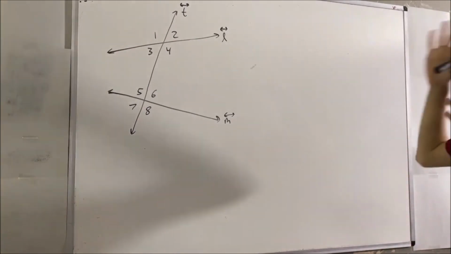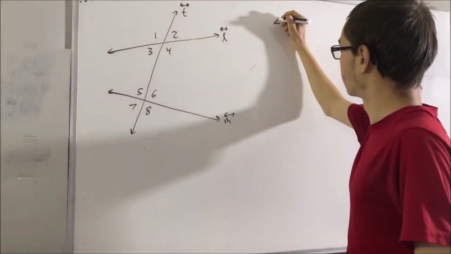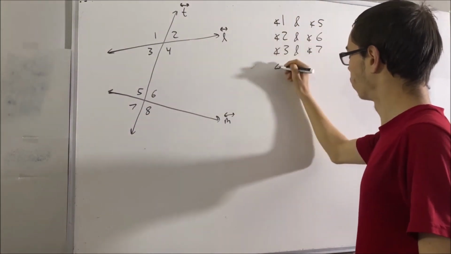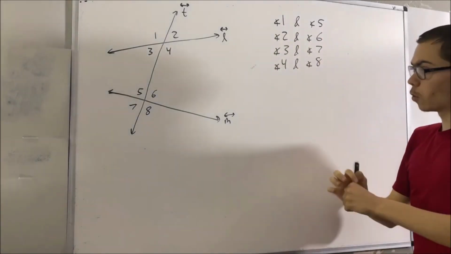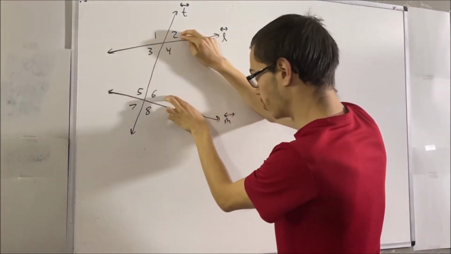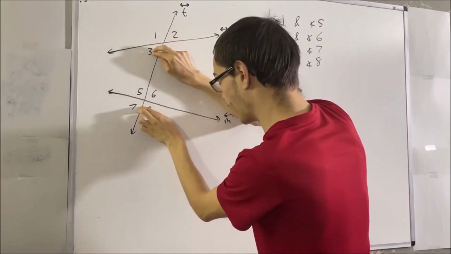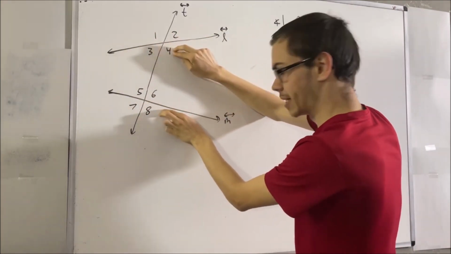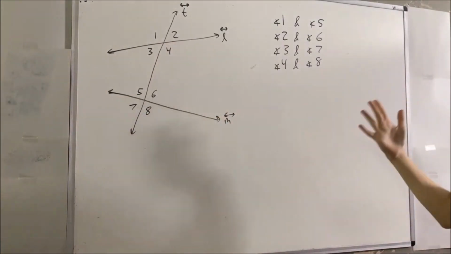The pairs of corresponding angles would be these. So overall, angle 1 and angle 5, angle 2 and angle 6, angle 3 and angle 7, angle 4 and angle 8. Those are what we call corresponding angles.